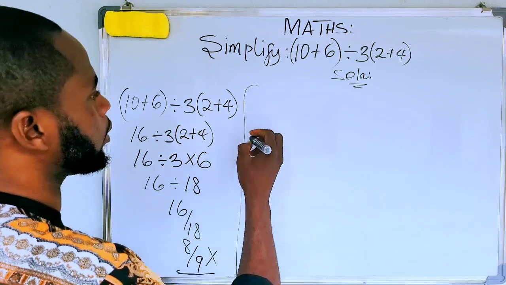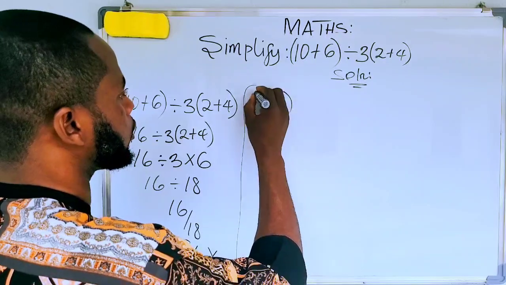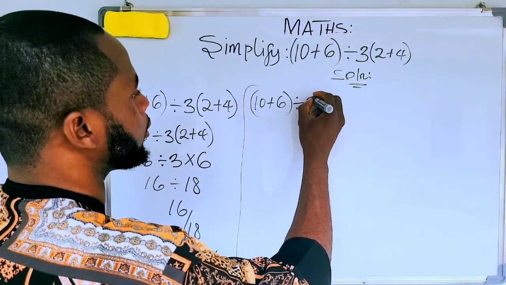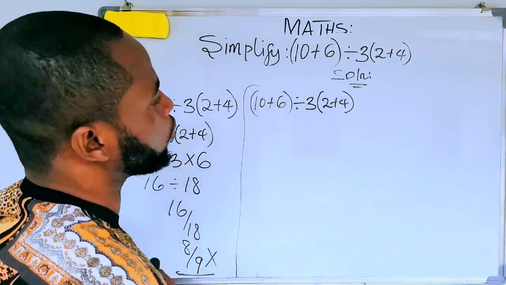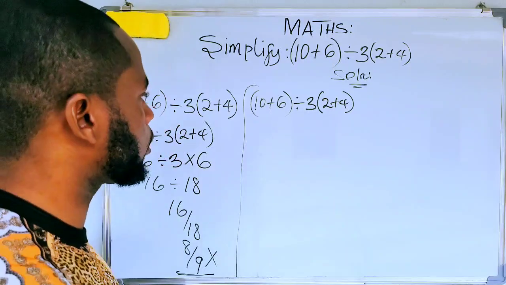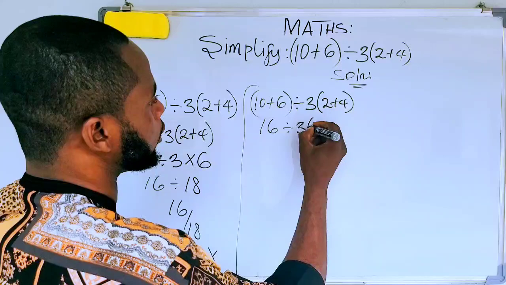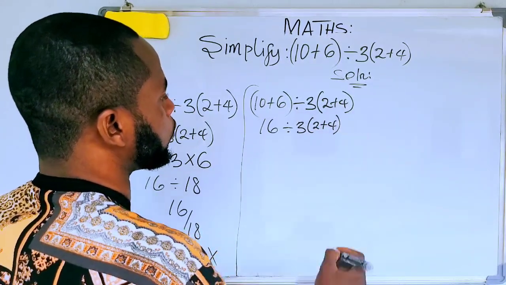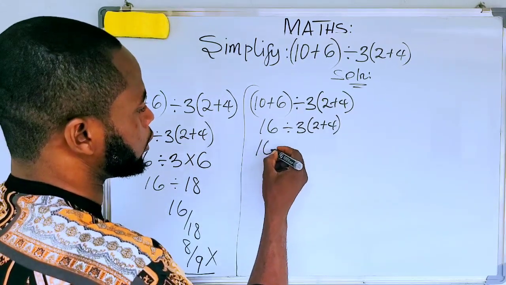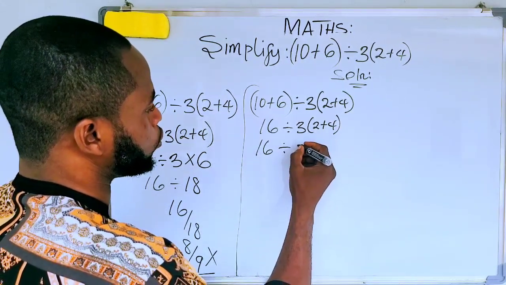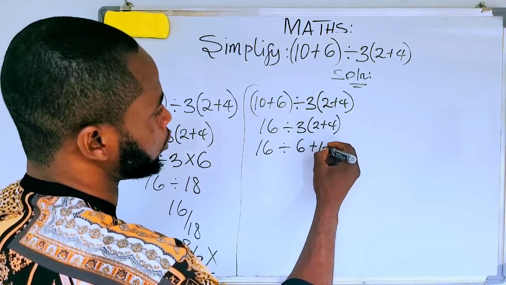Some persons will simplify it this way. We have 10 plus 6 divided by 3 into 2 plus 4. But first, they have 10 plus 6, that gives 16, divided by 3 into 2 plus 4. Then right here, they'll expand this. We have 16 divided by 3 times 2, that gives 6, and 3 times plus 4, that gives plus 12.